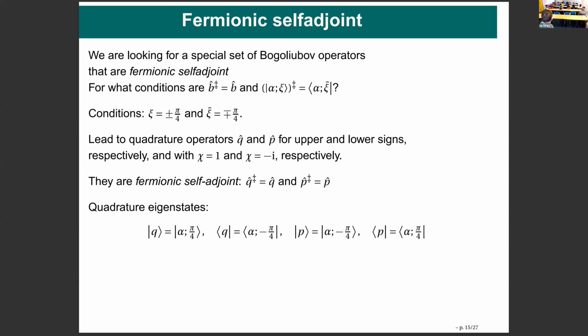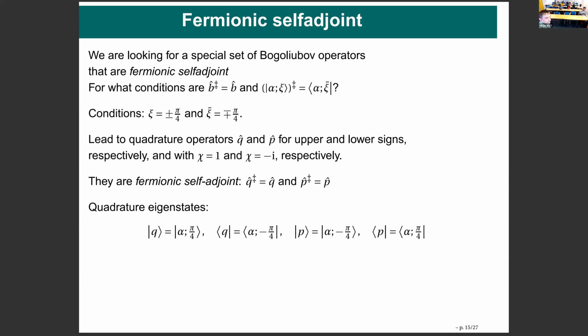What we want to do now is, we are looking for Bogoliubov operators that are fermionic self-adjoint. So in other words, I want to apply the fermionic adjoint on my Bogoliubov operator and get back the same thing. The implication is that if I take the fermionic adjoint of my right eigenstate, it reproduces my left eigenstate. Now, it doesn't take much to realize that what must happen is that the two coefficients must have the same magnitude, which means I put the magnitudes of my squeezing parameters equal to pi over 4. So then sine of pi over 4 and cosine of pi over 4 get me the same magnitude, namely 1 over square root of 2.